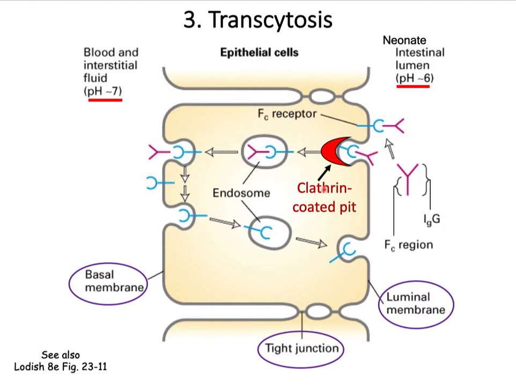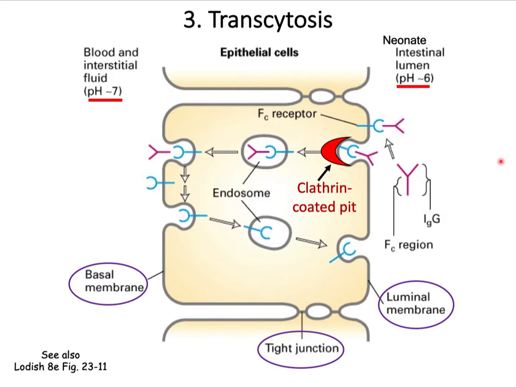So the lumen of the intestine is about pH 6 on this side of the intestinal epithelial cells. This is a cross-section of the epithelial cells of the intestines, and you can clearly see that this structure is a tight junction. It maintains the identity of the membrane domains. The other side of the epithelial layer is the blood and the interstitial fluid, which has a pH of about 7. So here are the antibodies that are ingested from the mother's milk.